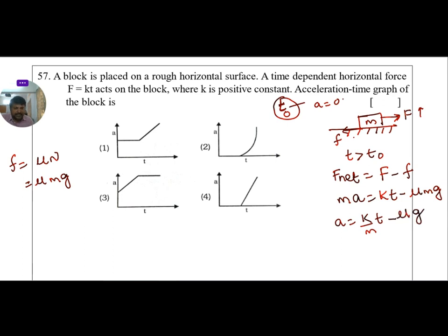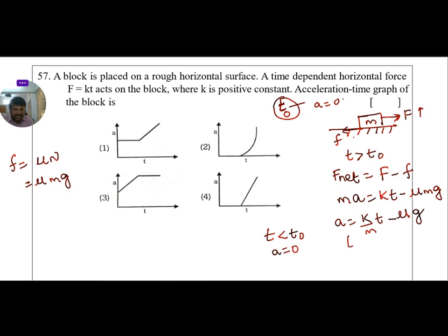So from this, if t is less than t naught, the applied force is less than the maximum value of friction. So the body is at rest. That means there is no relative motion. So the body is at rest. The friction is static friction. In this situation, the acceleration is equal to 0.